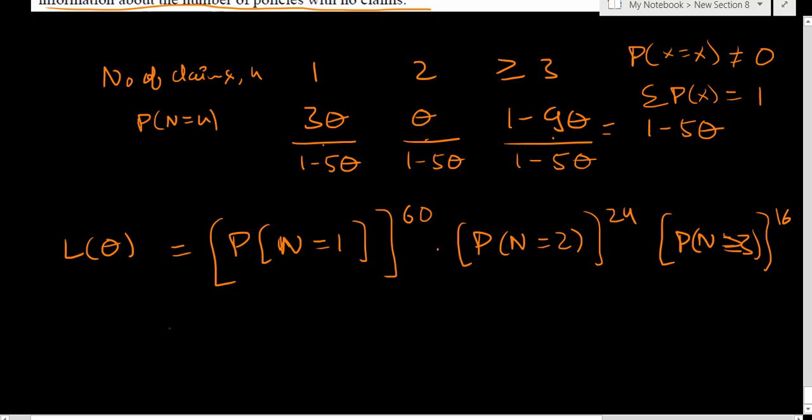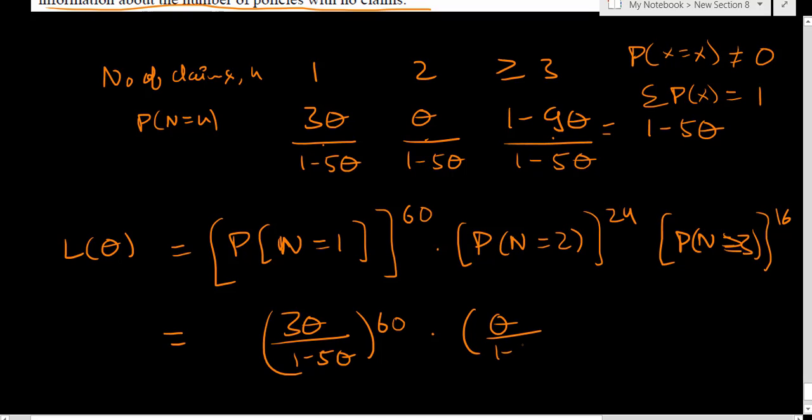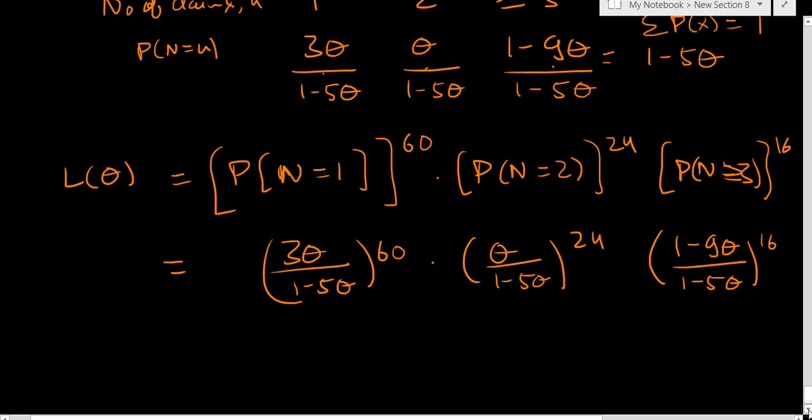Okay, so this is what we have, and this probability is 3 theta over 1 minus 5 theta whole to the power of 60, and this is theta over 1 minus 5 theta whole to the power of 24, and this is 1 minus 9 theta divided by 1 minus 5 theta whole to the power of 16, right? So that is how things are here.